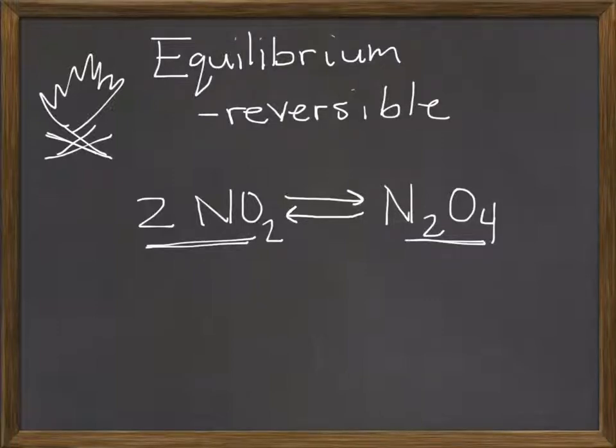And at some point, the rate of the forward reaction and the rate of the reverse reaction are actually going to balance out. They're both happening, and we're going from reactants to products, but we're also going from products to reactants. These two rates are equal, and therefore we've reached what's called equilibrium.